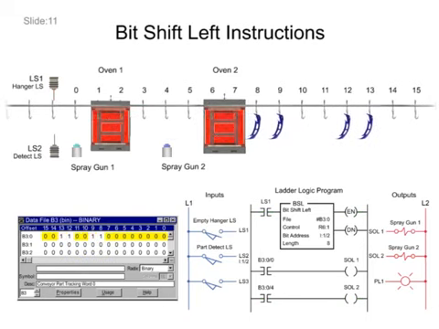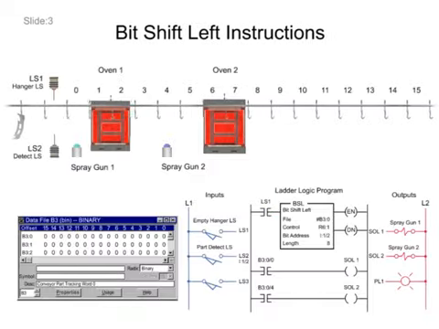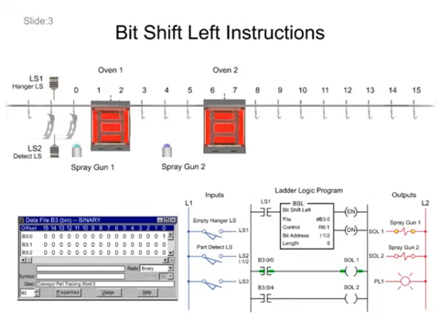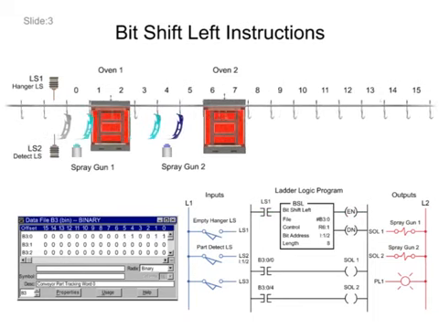The bit address contains the source location for the bit being shifted into the register. Length is the number of bits. The actual length is determined by the application. An example of the bit shift left instruction includes tracking parts for a spray painting application.